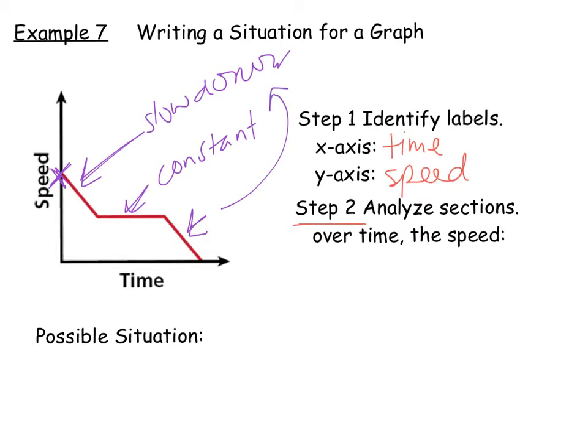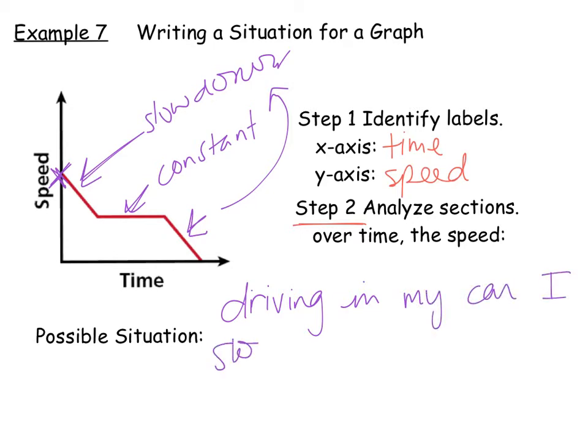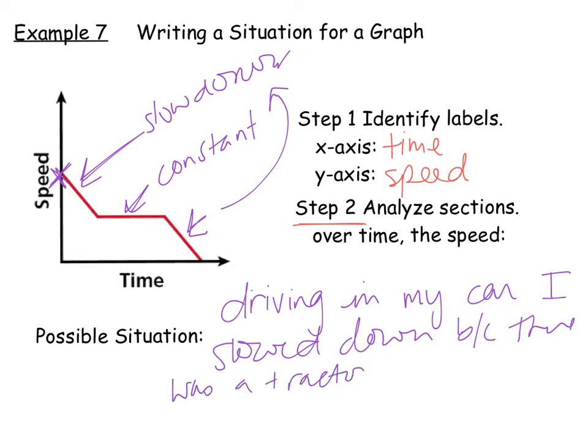One possible situation is driving in my car. I slowed down because there was a tractor. And then you followed the tractor at a constant speed. And then you had to slow down again for a stop sign. And there we go.